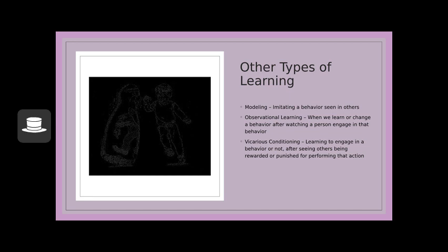So what we're seeing is modeling, right? Children and all of us behave based off of how we see others behave. This is also related to the idea of observational learning. We change and learn new behaviors or alter our current behaviors after seeing other people engage in a specific behavior.